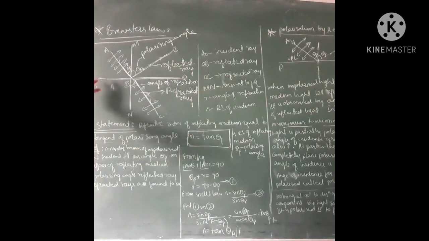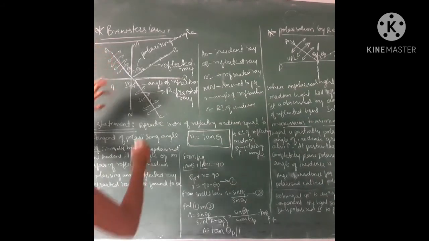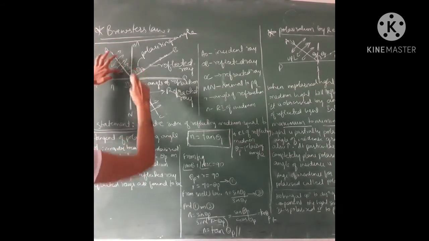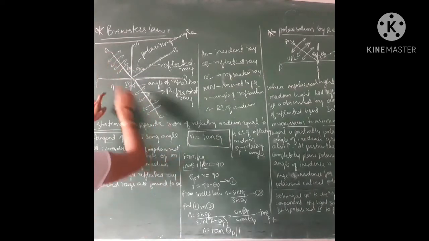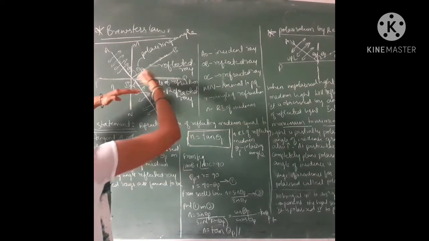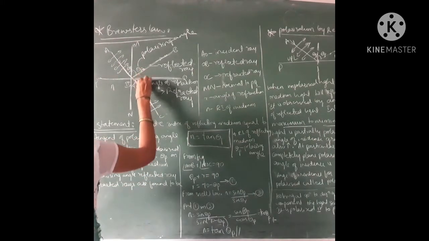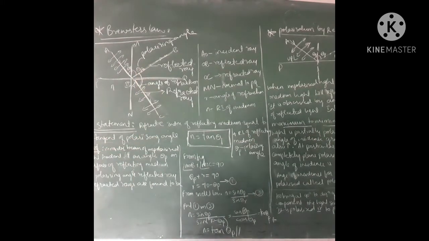How are we going to explain this? We consider a beam of unpolarized light incident at an angle theta p on the surface of the refracting medium PQ. At the polarizing angle, the reflected ray and refracted ray are found to be at 90 degrees to each other. If you measure this angle, it looks like 90 degrees.